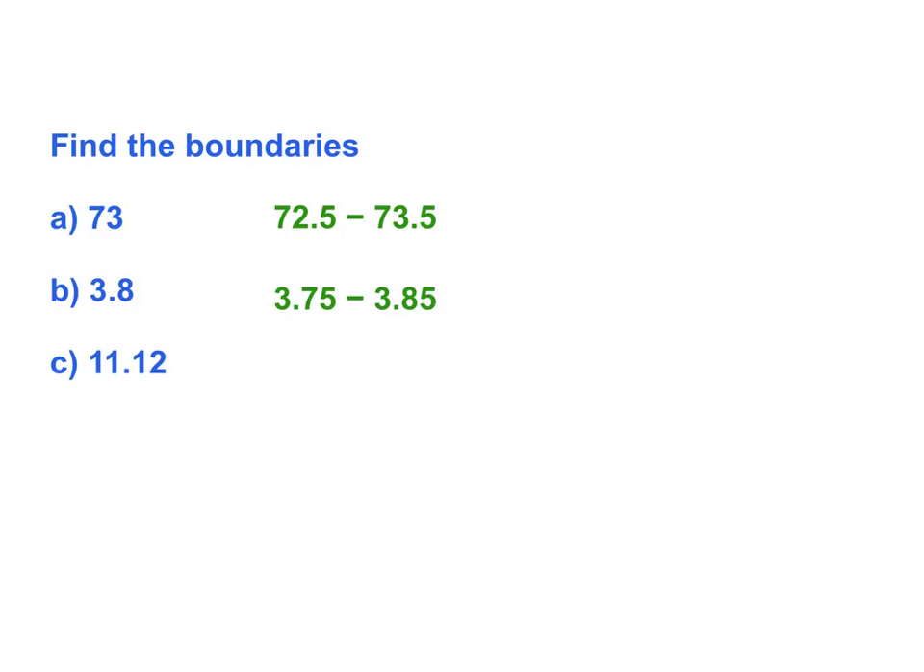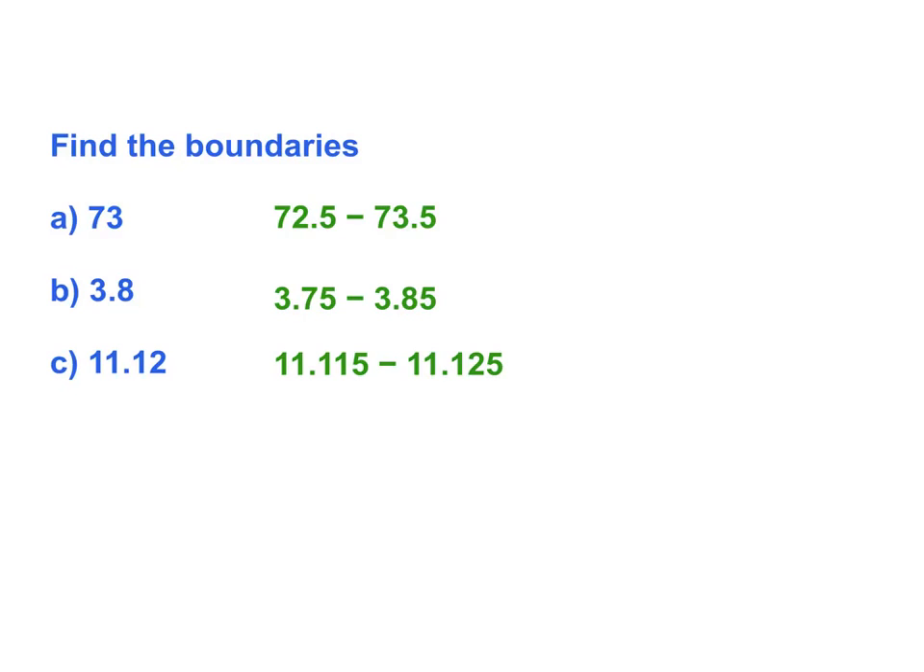All right, do the last one yourself. What's the last one? What's the lower bound? 11.115. What's the upper bound? 11.125. How many had that? Okay. Does that make a little more sense? Like I said, it helps to have the example.